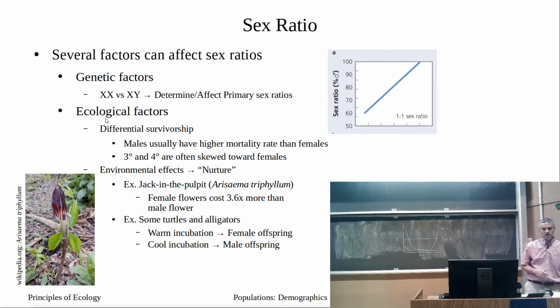So we mentioned differential survivorship. Generally speaking, our males are going to have higher mortality rates than the females, and it's for the reasons that we've discussed. They're going to be out competing for mates and for territories. That competition, fighting with other males, increases the risk of injury, but it also exposes them to more predators. And because of this differential survivorship, we typically see the tertiary and quaternary sex ratios skewed towards females.